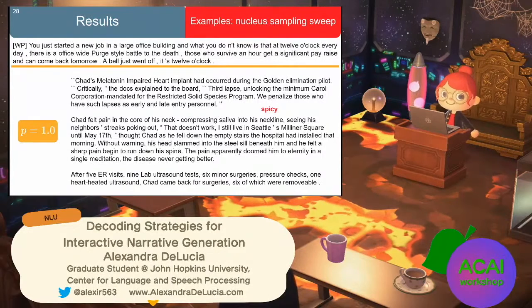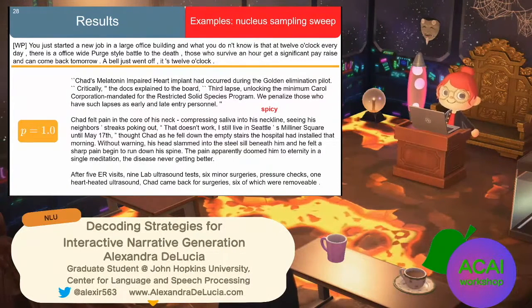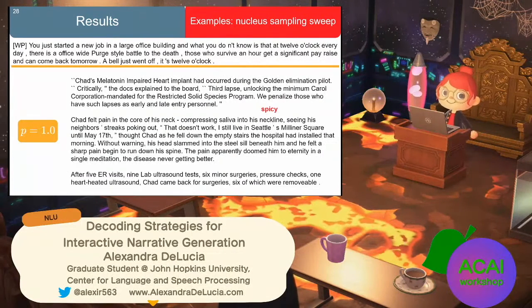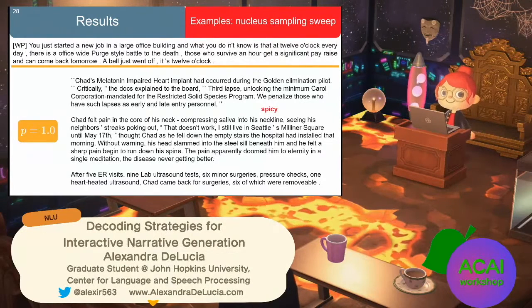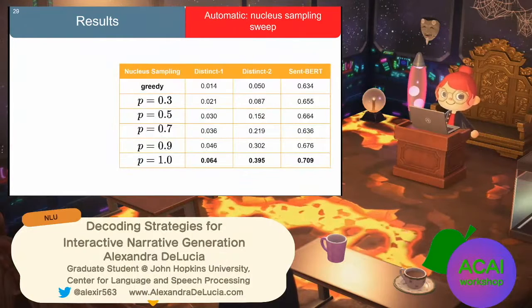But yeah, and there are a lot more examples elsewhere that I will discuss how to access later. So this was just for the nucleus sampling sweep. Those were examples with some of my qualitative comments.